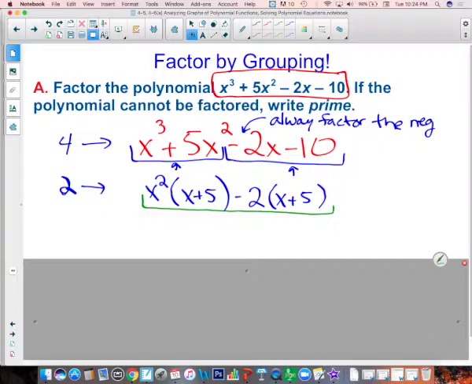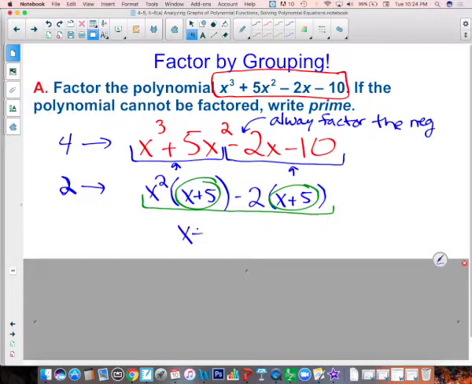So what is the common thing between this term here and that term there? You should see the common thing is that binomial in there, that x plus 5. That's my greatest common factor. I can take it out. So it would look like this if I factor it out.